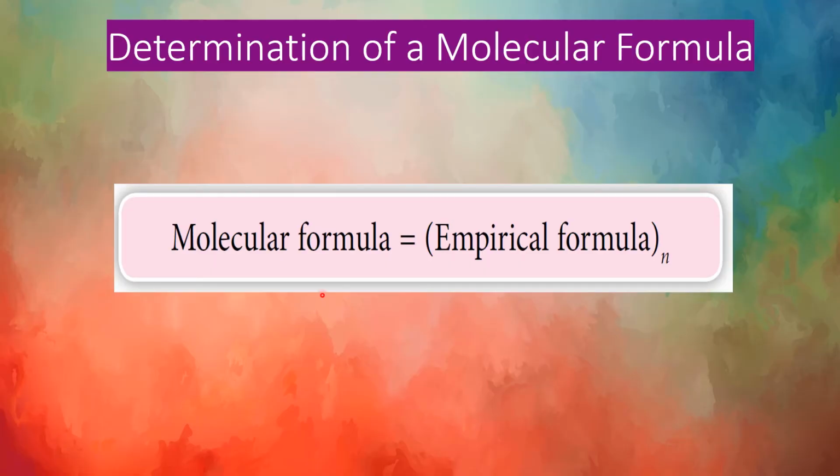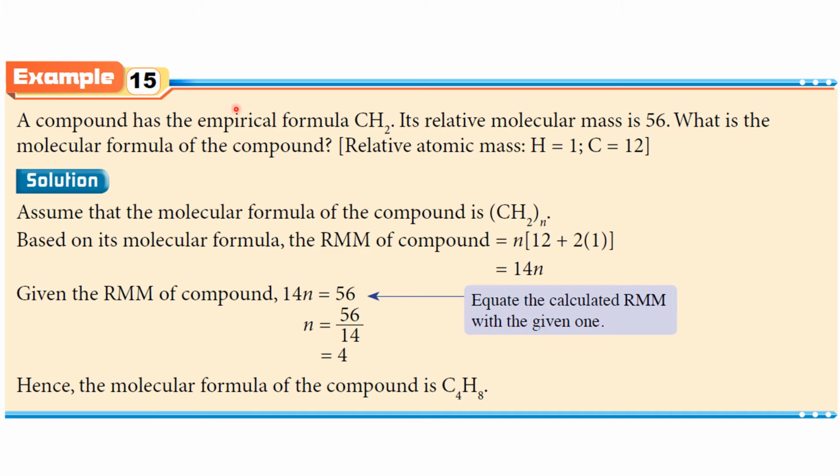This is the formula to determine a molecular formula. Molecular formula equals the empirical formula in brackets with the subscript n. Example 15. A compound has the empirical formula CH2. Its relative molecular mass is 56. What is the molecular formula of the compound? Given the RAM, hydrogen is 1 and carbon is 12.